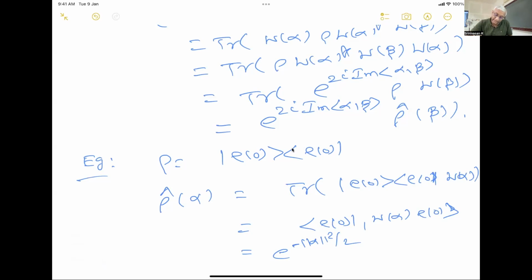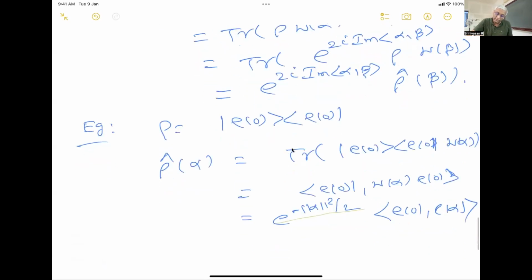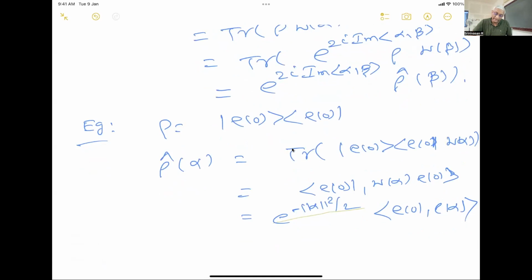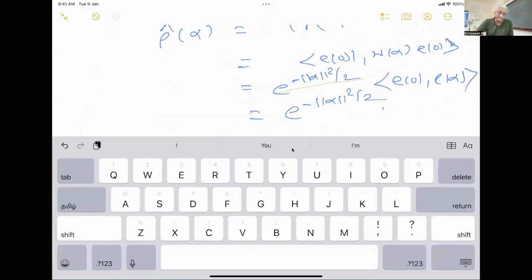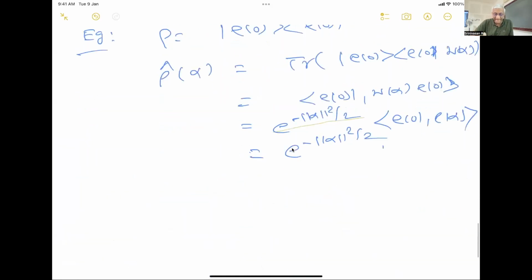If you want, I will write it. W(alpha) acting on E(0) is e to the power minus |alpha|^2 by 2 times E(alpha). Because of that you get this, and that inner product is 1 anyway. So this is just e to the power minus |alpha|^2 by 2. So rho hat alpha is this. This is the characteristic function we have found, and I will come to that.